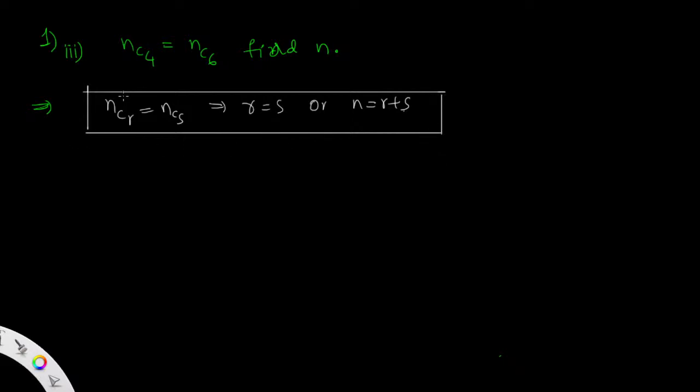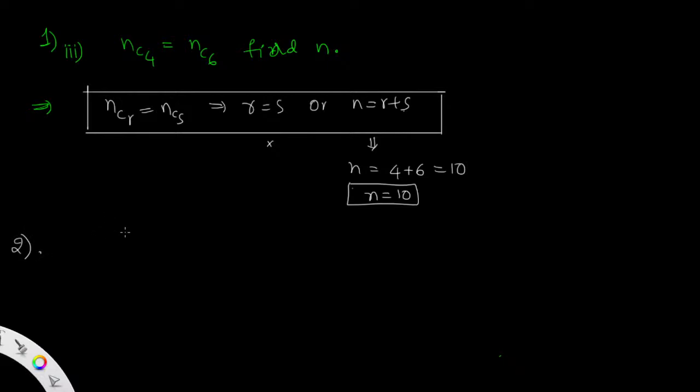Therefore, in the form nCr equal to nCs, r is 4 and s is 6. 4 equal to 6 will not happen, this does not exist. Therefore, take n equal to 4 plus 6, that is 10. Therefore n equal to 10, this is the answer. That's all.